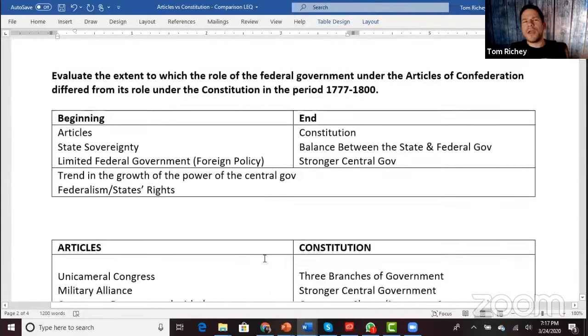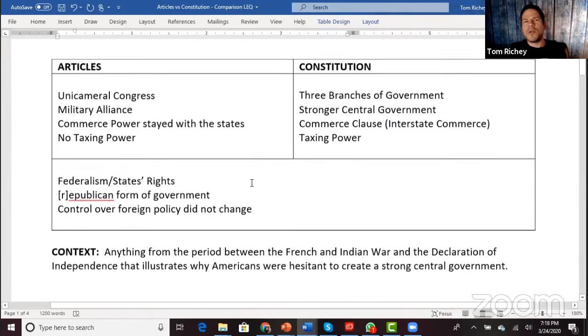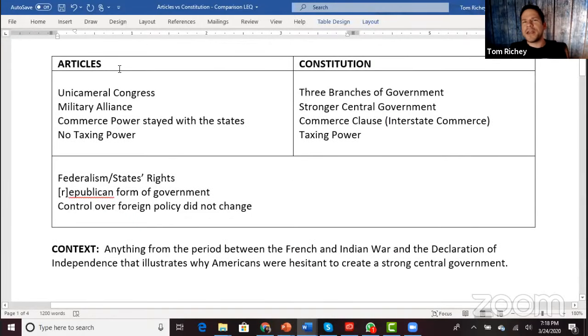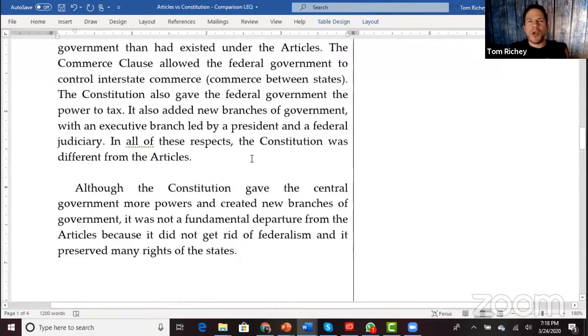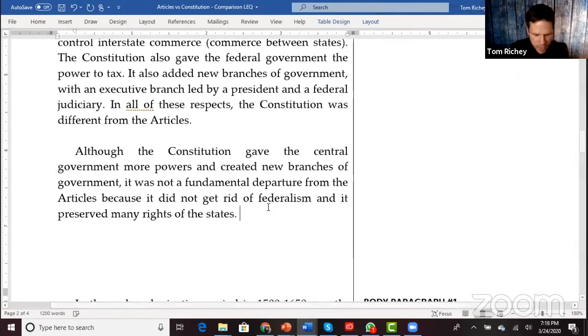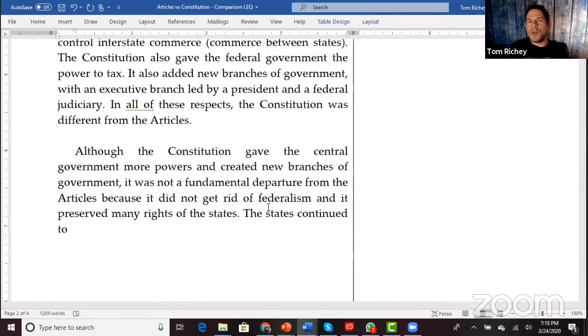Now notice what I've got here. I didn't end up writing down all this stuff here, but most of this stuff made it into my essay. And so what I'm going to say here is that the states continued to, let's see, having a little bit of a blank here, but that happens to the best of us, right?